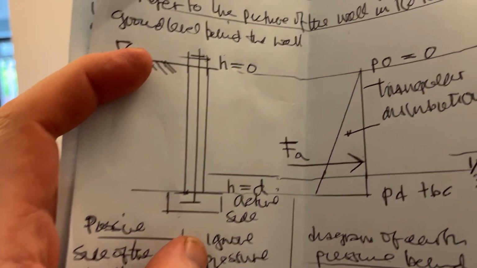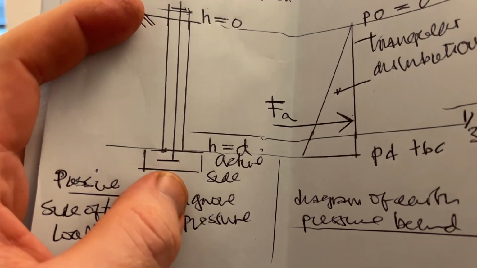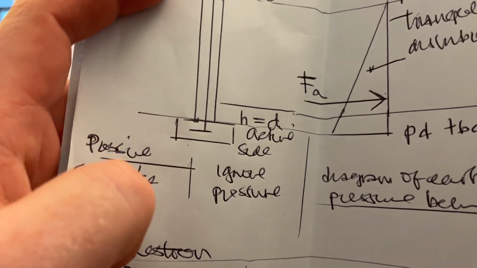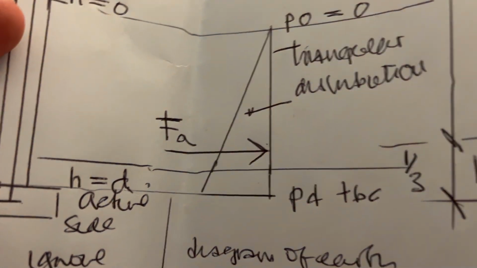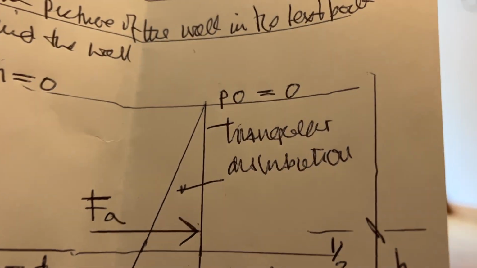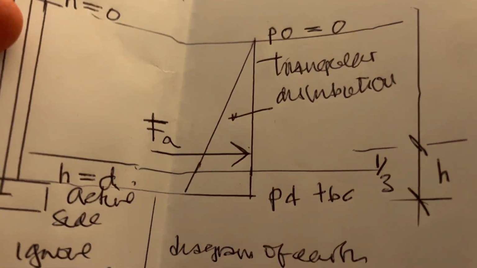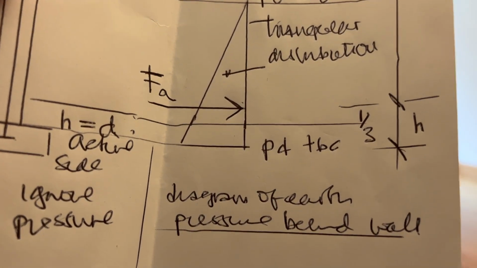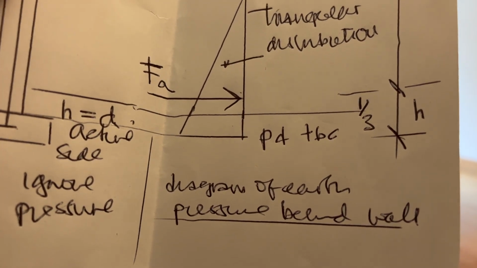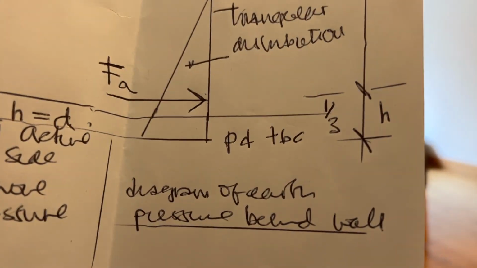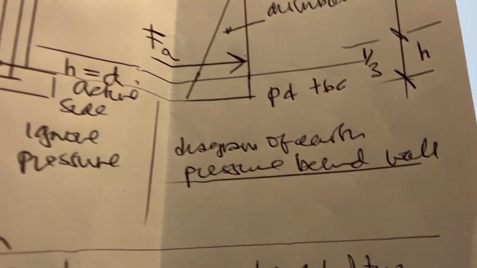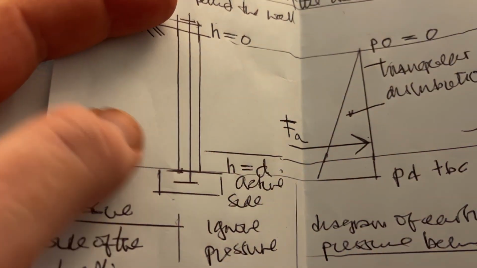So here's the ground level, H equals 0, and then H equals D. This is the active side, this is the passive side. And then this is the pressure, a triangular distribution of pressure. P0 equals 0. Fa is the force from the active pressure, and then PD is the pressure at the depth of the wall to be confirmed, and then that Fa acts at 1/3 of H. This is the diagram of earth pressure behind the wall.